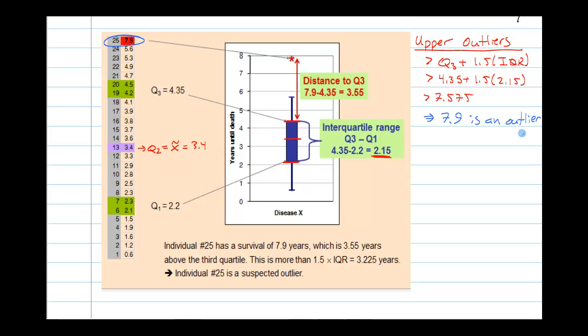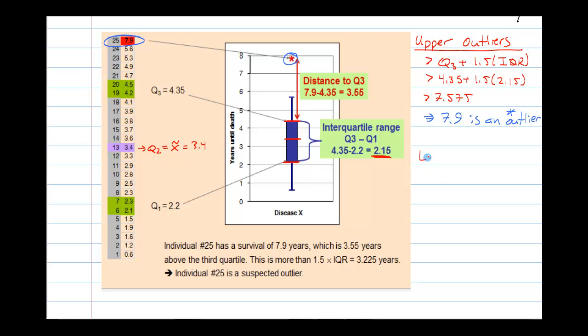Now, because it's an outlier, I don't represent it just with a dot or that bar like I used to and connect it. I represent it with an asterisk. So because it's an outlier, it gets an asterisk. The next thing we want to do is look below it to see if there are any others. 5.6, that's not greater than 7.575, so we're okay there.